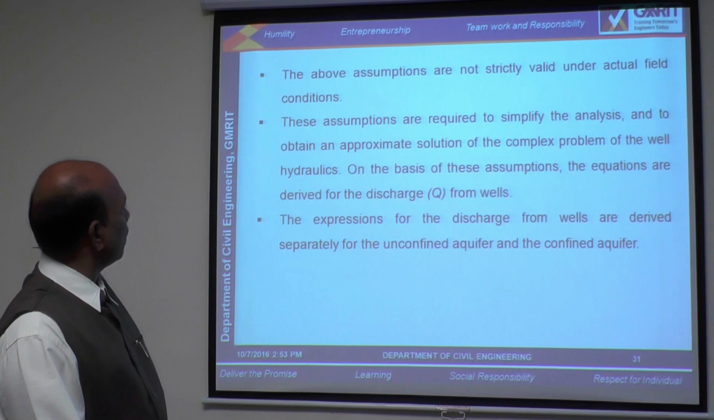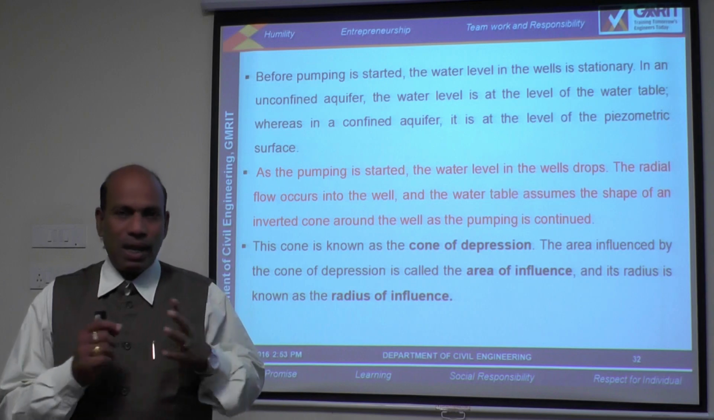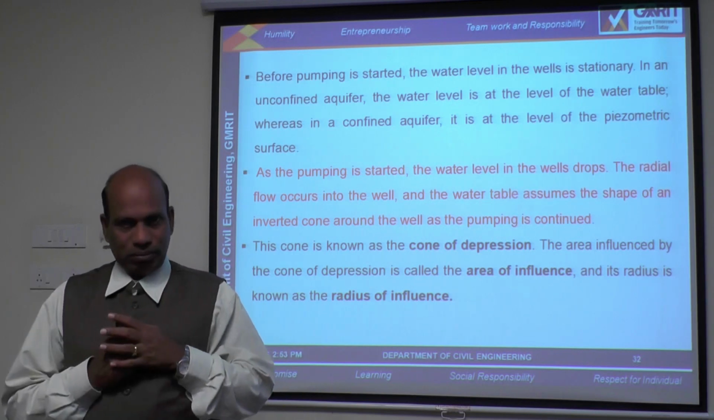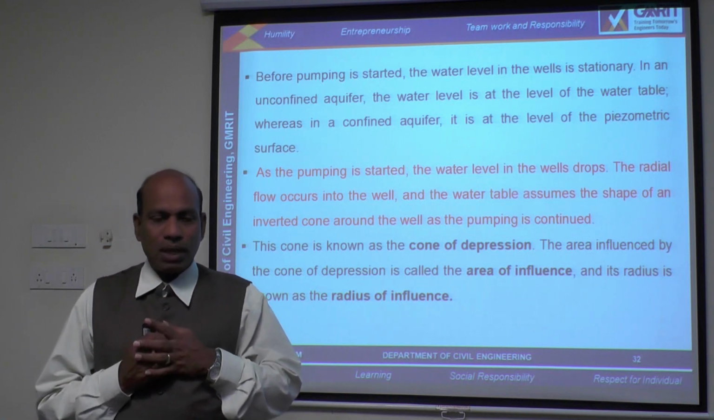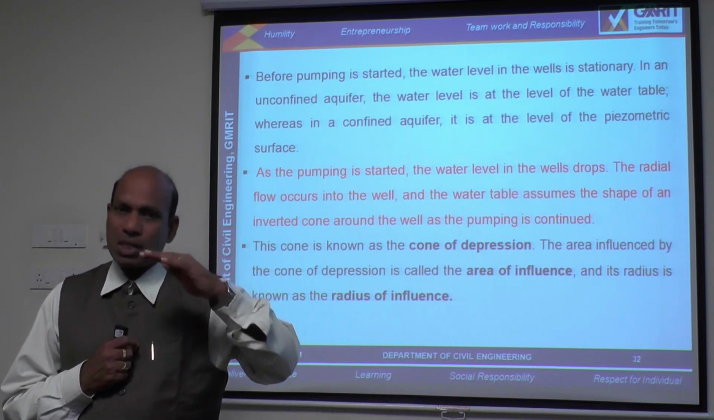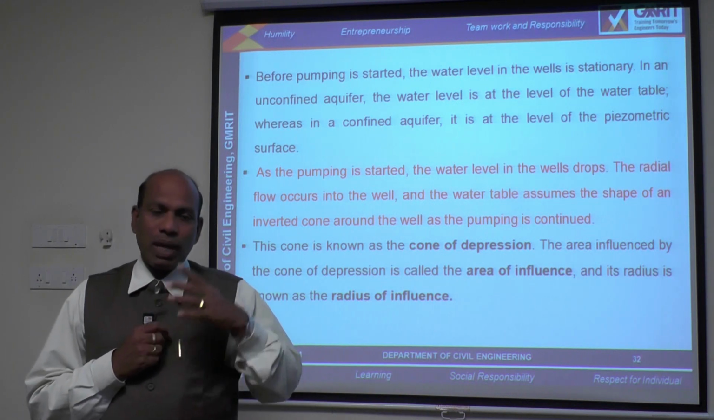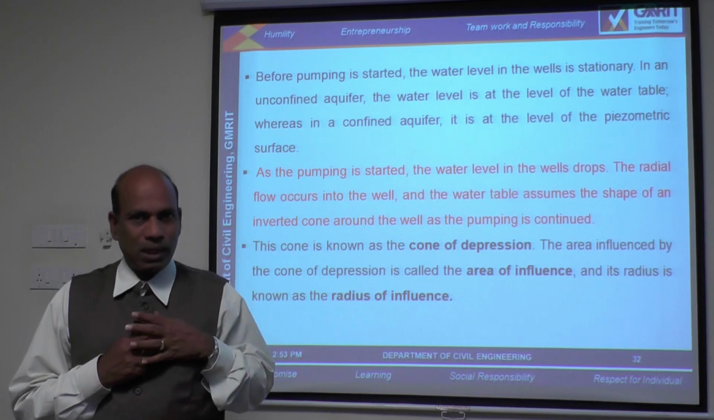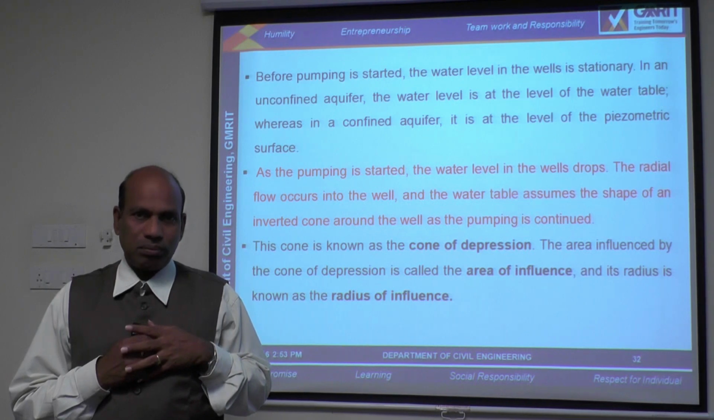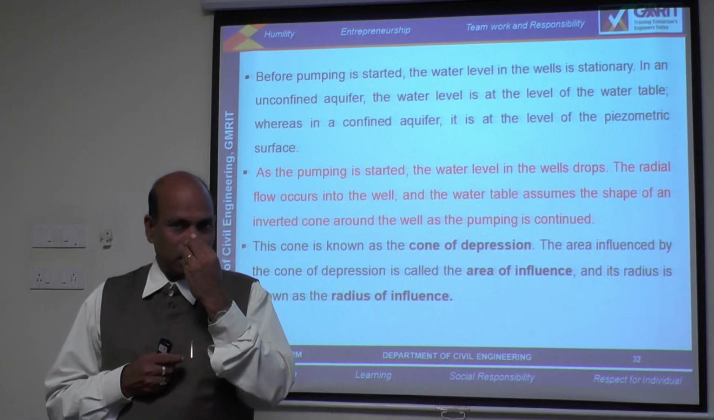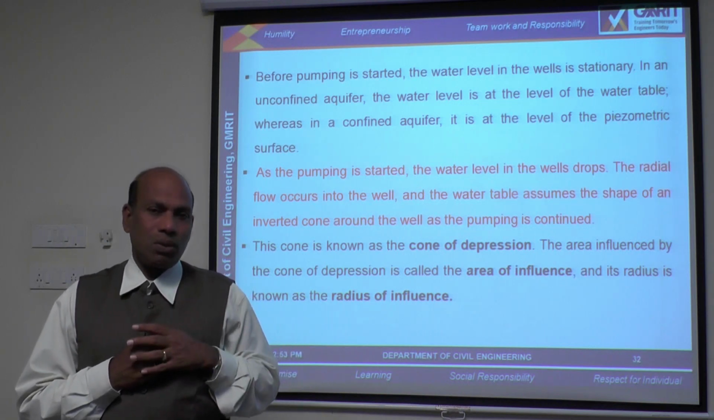If we are going to extract water from the well, we should use a pump to lift water from the ground level to the top. Where pumping has not started, the water level in the well is horizontal. In the case of an unconfined aquifer, the water level represents the water table existing in the aquifer, whereas in a confined aquifer, the water level refers to the piezometric surface.